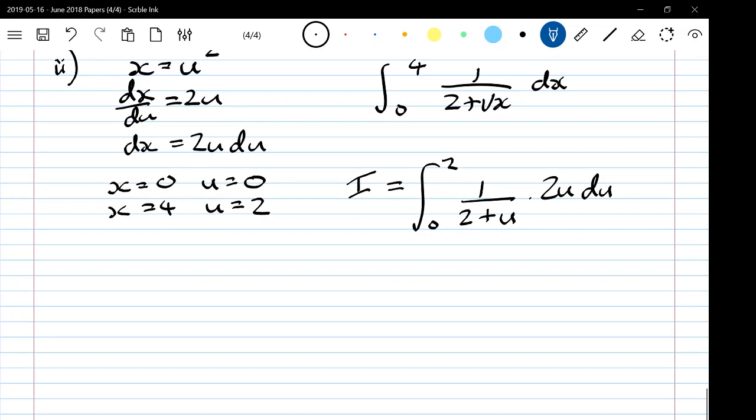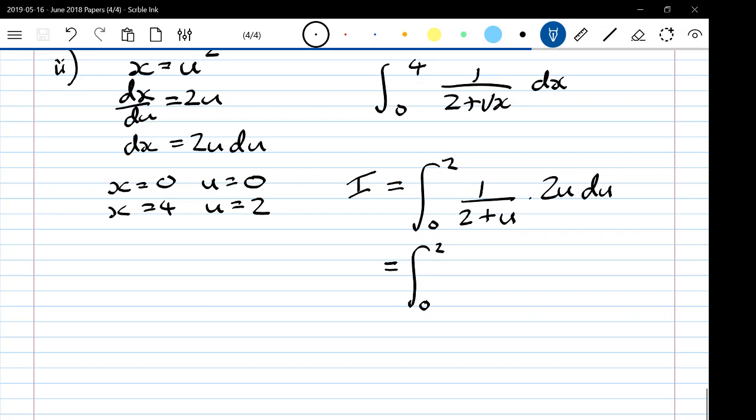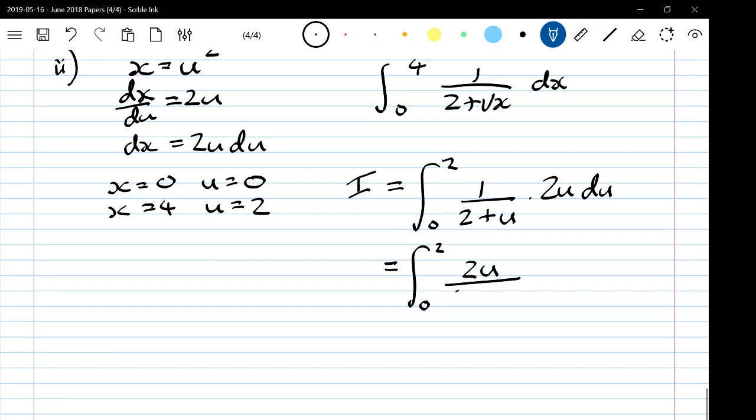Now I think what was a little bit unkind about this question: do you get marks for converting? If you've converted it fully, then you do get marks for converting it. You converted the limits, not just the limits on their own. So you need to have got to that integral point in order to get the mark. 2u over 2 plus u du is what we're doing.